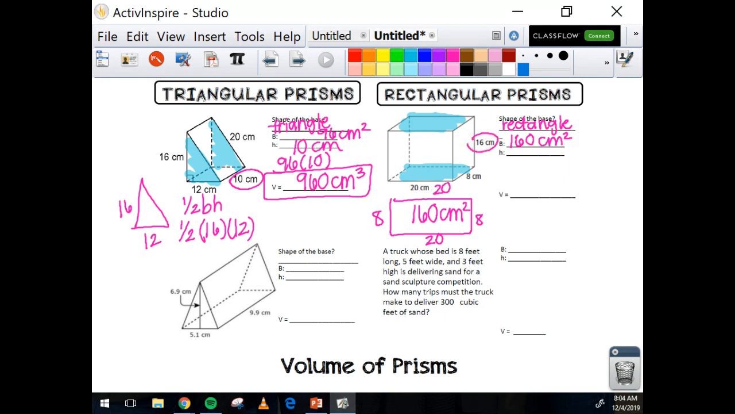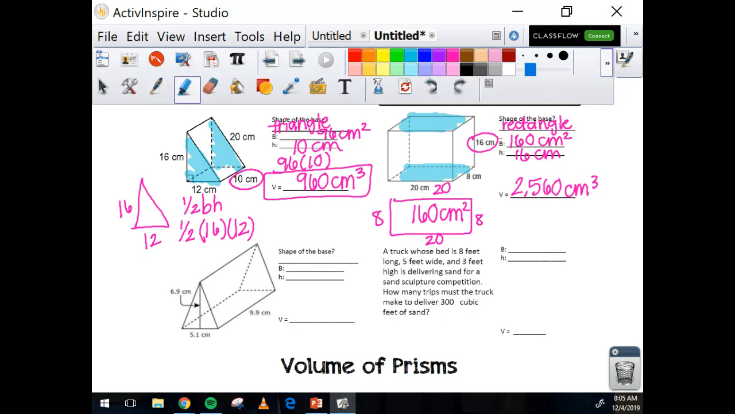If I highlight the base of the whole thing, I get 16. So my height is 16 because that's the distance between my two bases. And then I multiply 160 times 16, and I get 2,560 centimeters cubed. So I want you to pause the video right now and do the last two problems on your own. You can come back once you're done solving and check the answers.